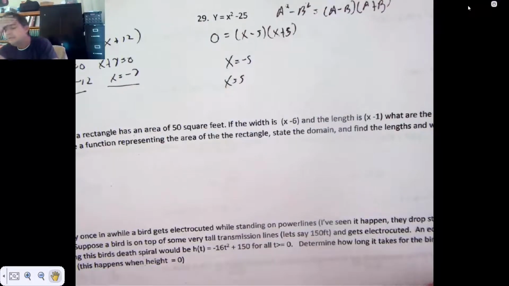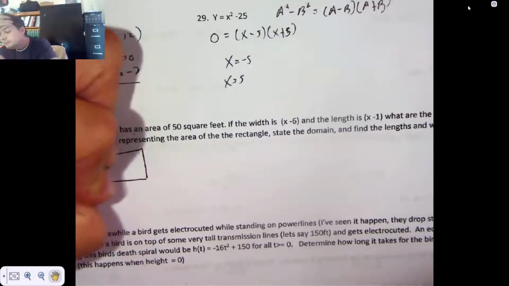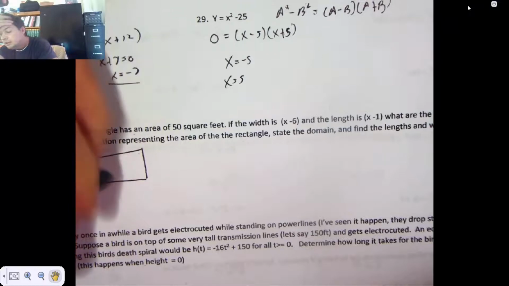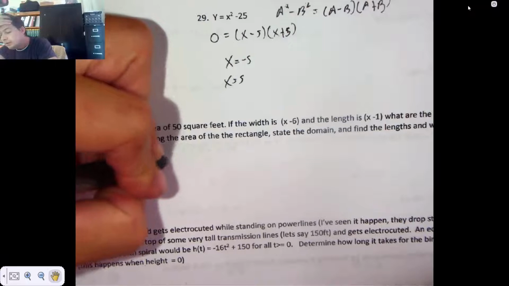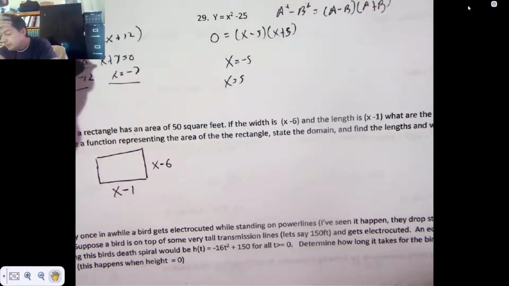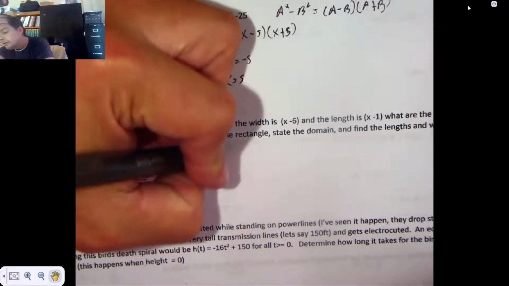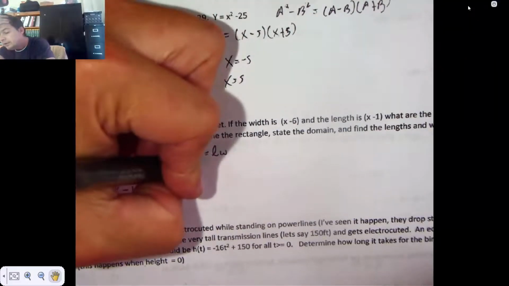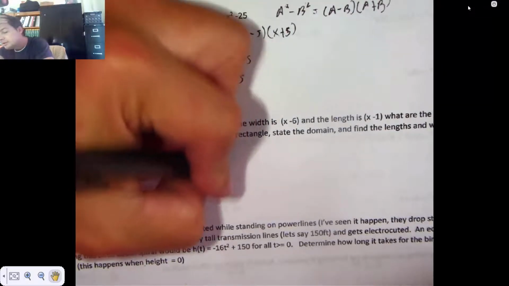Word problem. Suppose a rectangle has an area of 50 square feet, so I'm going to draw a rectangle. It says the width is x minus 6. Length, by the way, means long. The length is x minus 1. It wants to know the length and the width of the rectangle. The area of a rectangle is length times width. The area is known to be 50. It must equal x minus 1 times x minus 6.